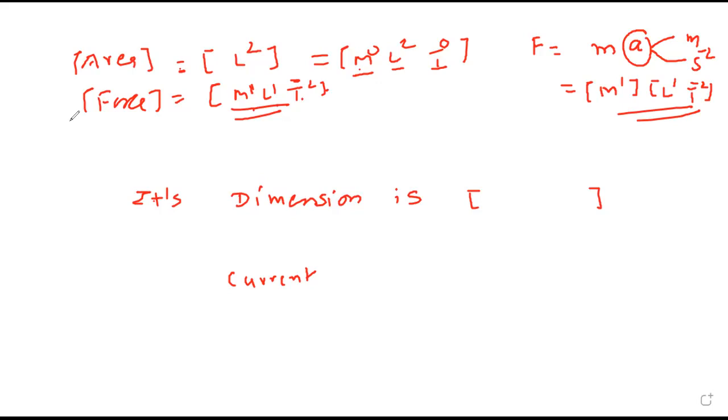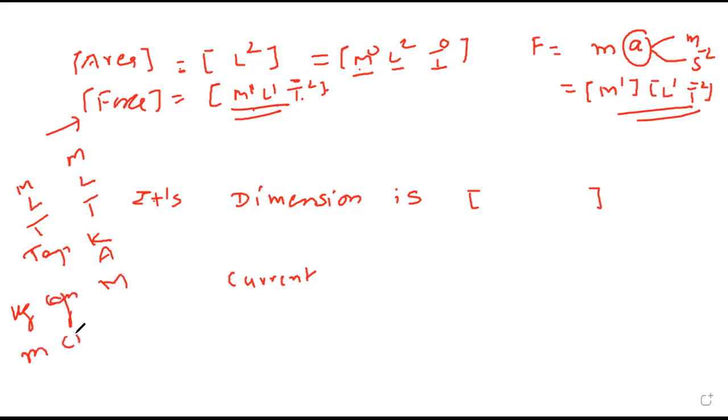You try to convert that formula in terms of fundamental quantity, so that when you see mass, you write M, when you see length, you write L, when you see time, you write T, when you see temperature, you write K, when you see current, you write A. Or in unit, when you see kg or gram, you write M. When you see meter or centimeter, you write L. When you see second, you write T. When you see Kelvin, you write K. When you see ampere, you write A.